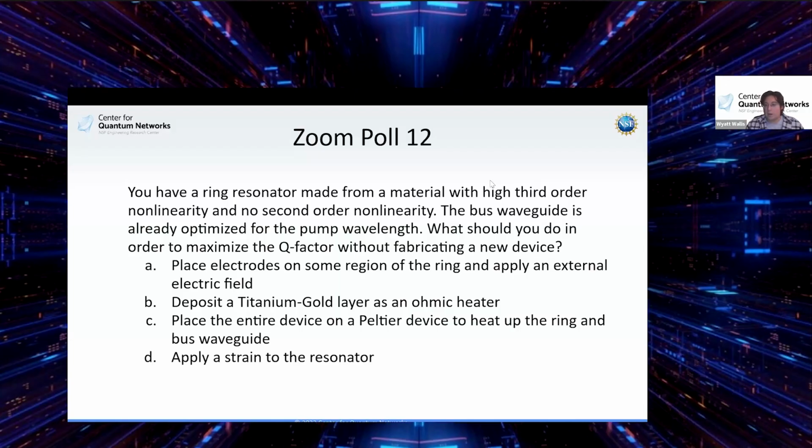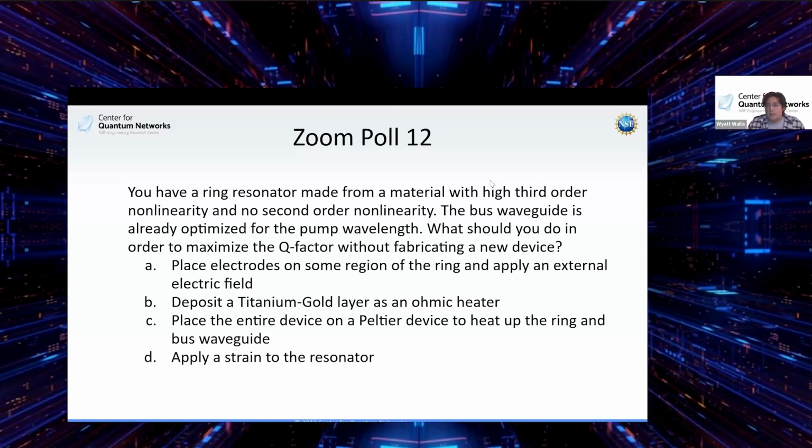C is an interesting idea: place the entire device, your whole ring resonator, on a Peltier device and heat it up, the ring and the bus waveguide. Heat up the whole wafer. Why not? Well, the main thing is that your bus waveguide, as established in the question, is already optimized. You don't want to change that.